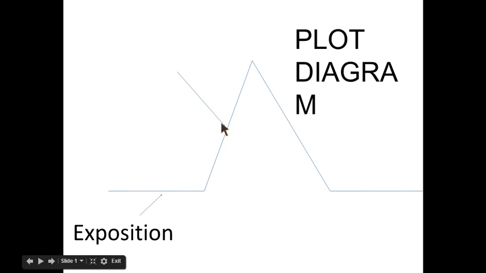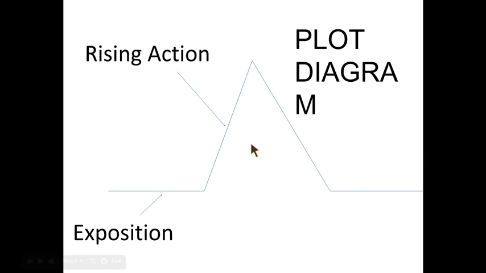Next, I want you to draw an arrow over here. This is the rising action. This is where the tension builds. This is where the suspense of the story builds.